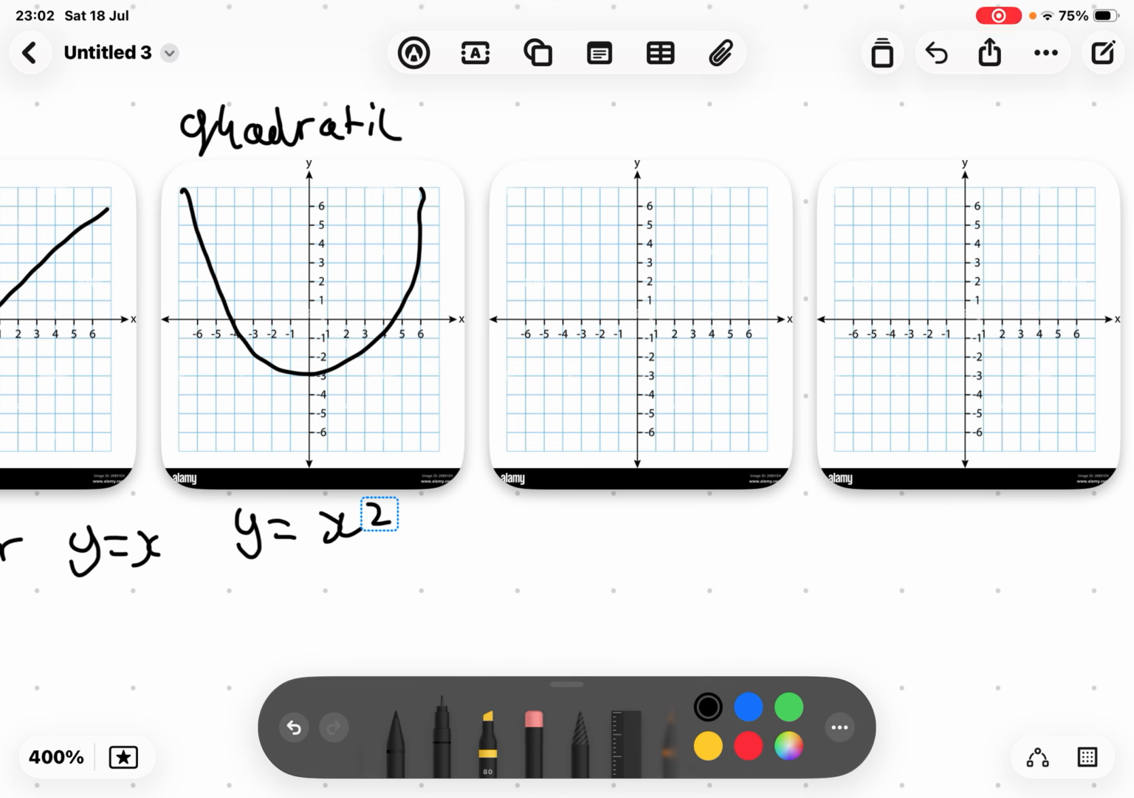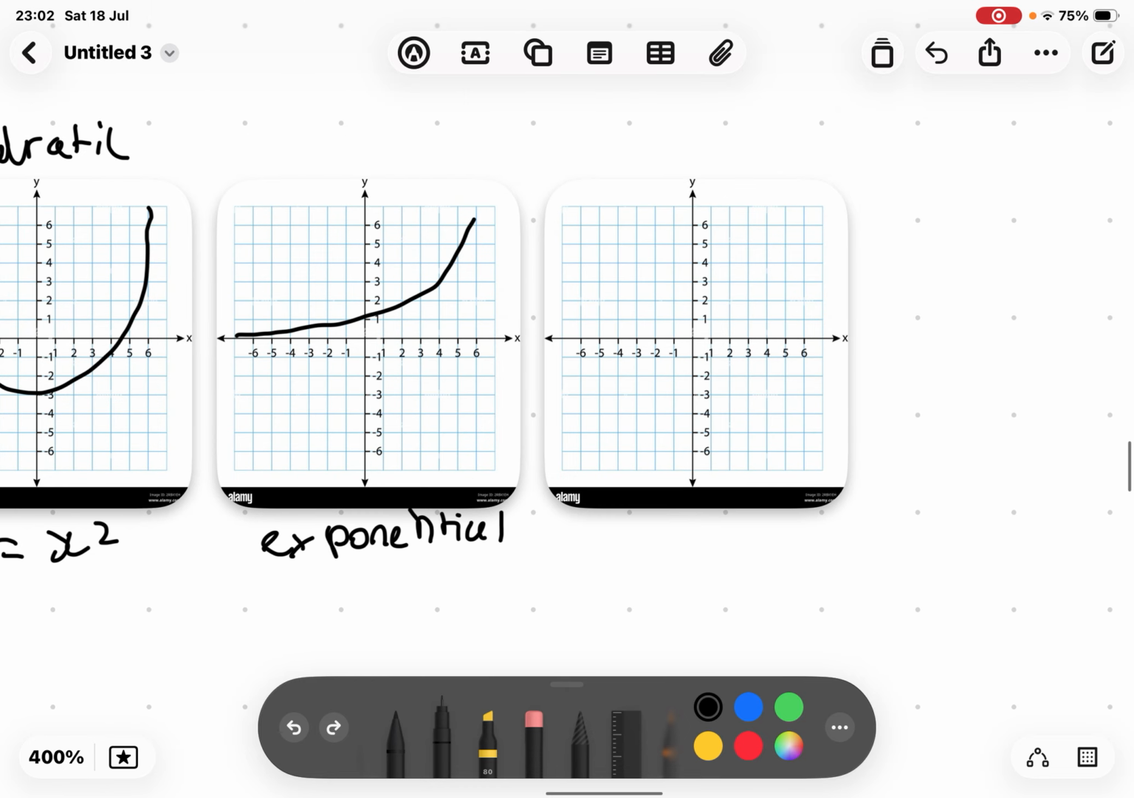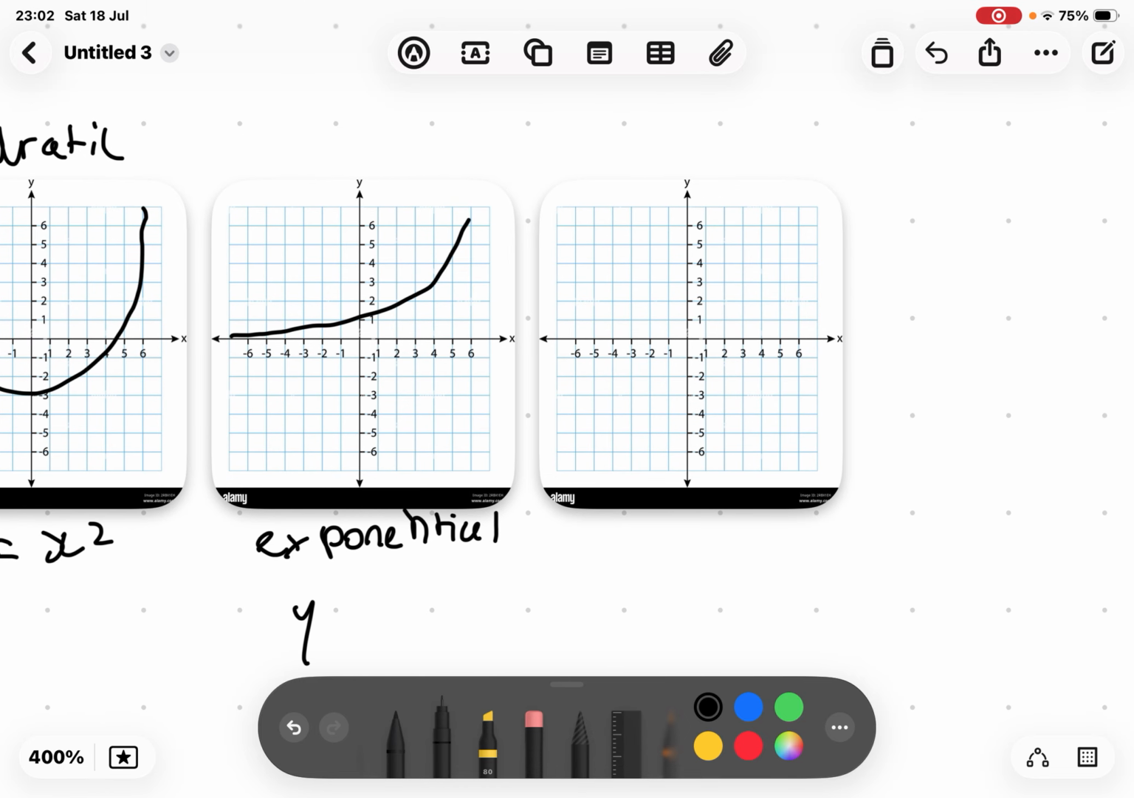And then the exponential is when it goes like this. It can't go from here. I assume it can go maybe like this, but this is how it looks. And that's when x is the exponent.